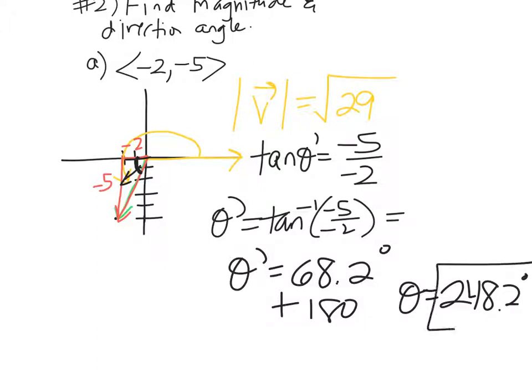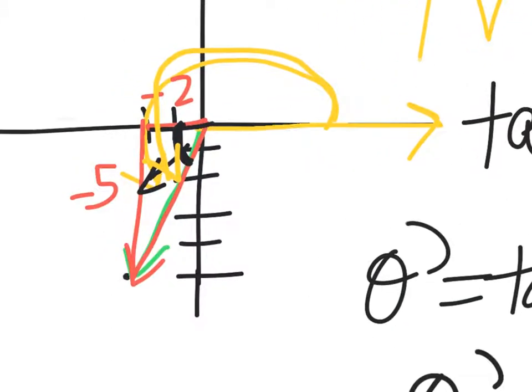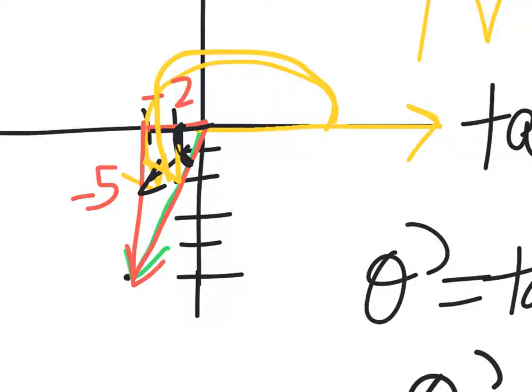Can you explain that again? So 68.2, that's in the first quadrant? 68 degrees is an angle in quadrant 1. But the angle that I'm looking for, to tell me which direction my vector is going, is over here in quadrant 3. So what I really did was I found this angle in here to be 68. I have to add 180 to it to get me to quadrant 3.